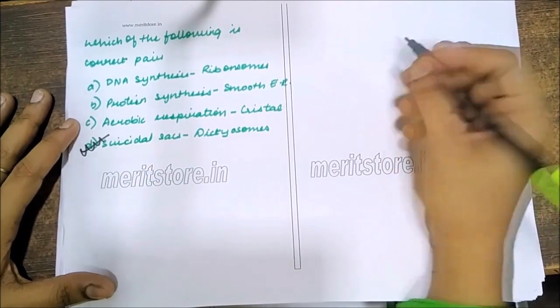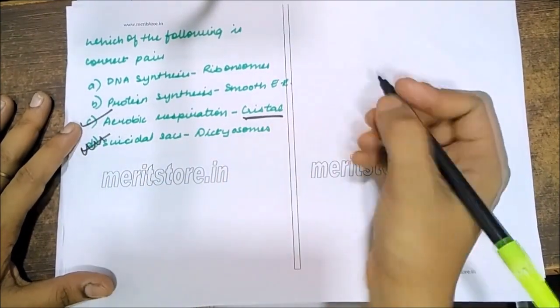Which of the following forms the correct pair? The correct pair is aerobic respiration carried out in cristae.